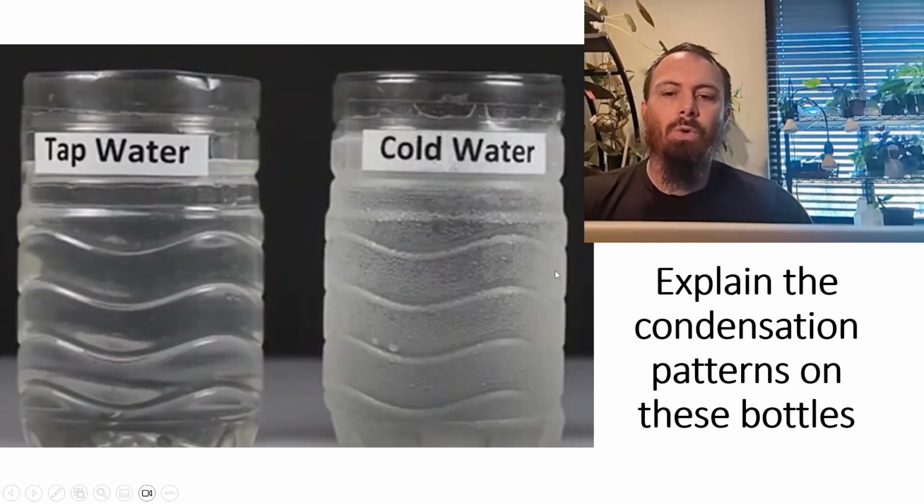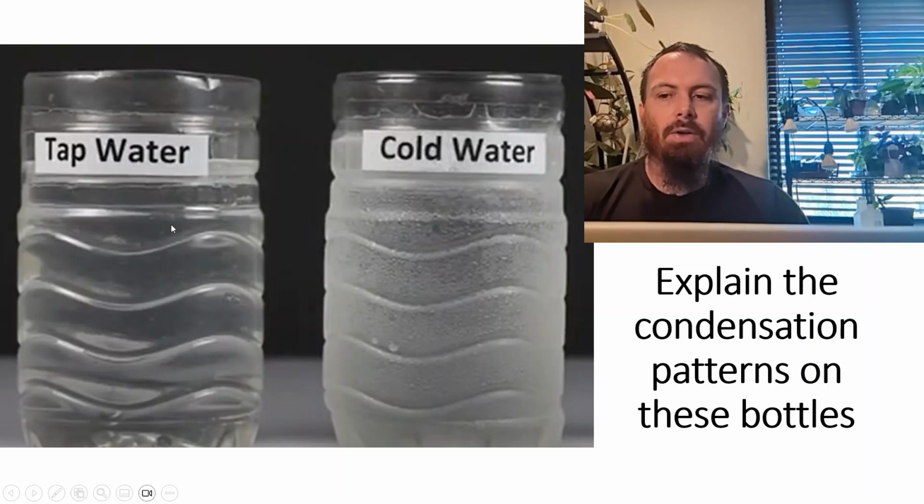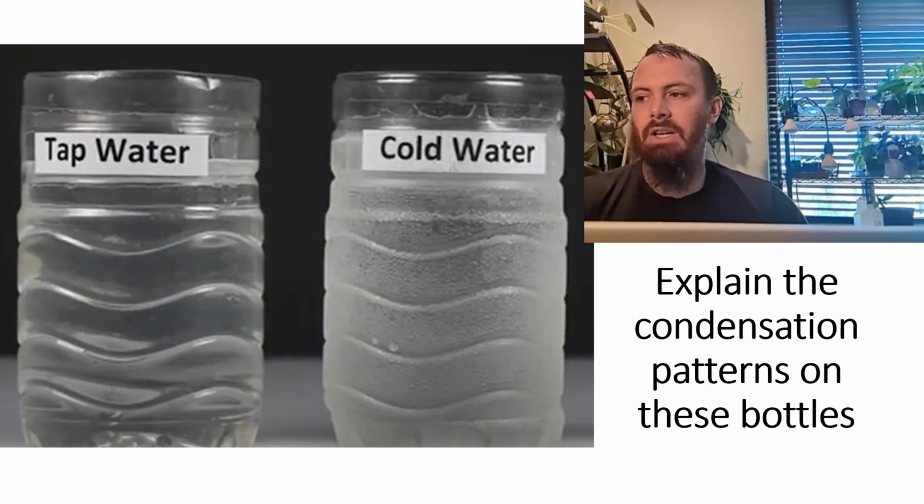Now, what's really important here: here's tap water and here's cold water put inside of these little cut-off water bottles. You just take 2 cut-off water bottles, pour tap water in one and pour cold water in the other, and that's the only thing that you do. If you notice, on the outside of this one there's no condensation, and on the outside of this one there is condensation. Why is there condensation on the outside of this bottle? Think about that for a second. What caused that condensation to be there?